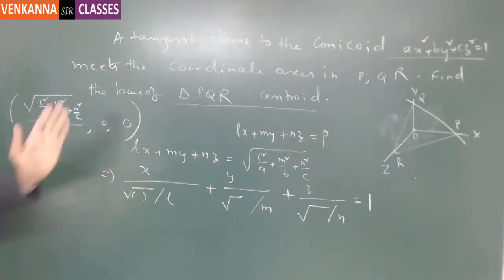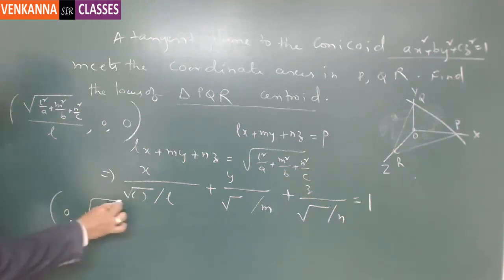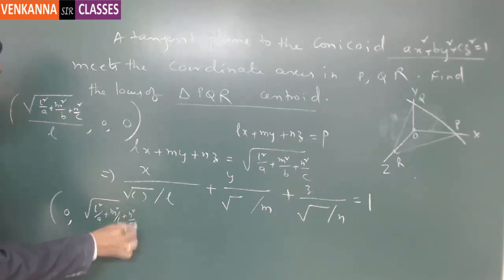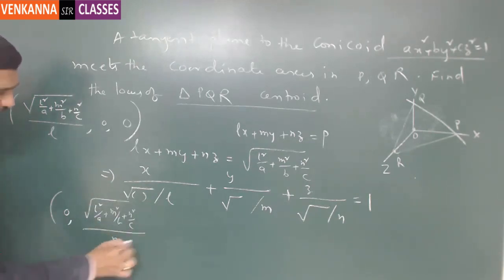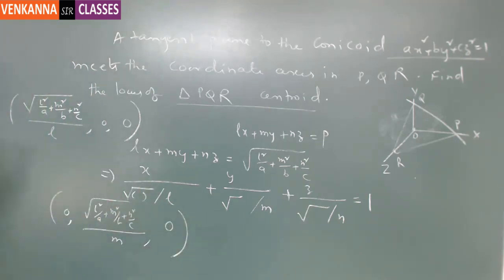Similarly, you will have the y-intercept and z-intercept. The same number will come. So the y-intercept is nothing but 0 comma square root of (L square by A plus M square by B plus N square by C) whole by M comma 0. This is the y-intercept. Similarly, you will get the z-intercept. Are you getting the idea? Please tell, all of you.